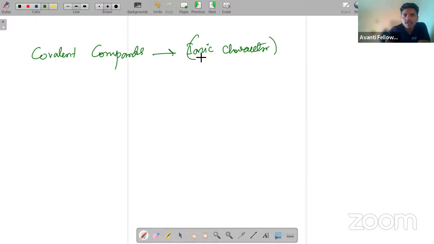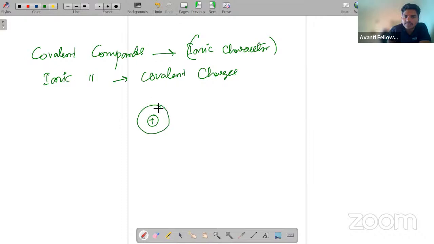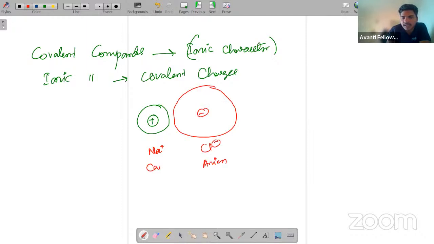Okay, so we can also say some ionic compounds will have some covalent character. Let's suppose this is a small atom A which has a nucleus, and next one is sodium, or we can say Na plus. Next one is Cl minus, which is an anion, and this is the cation.